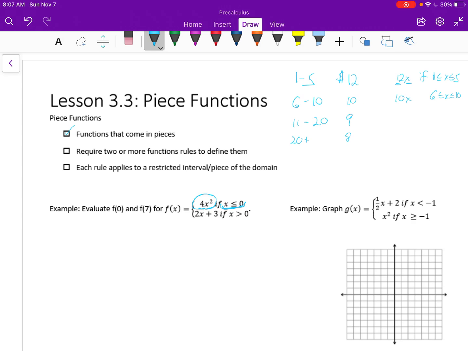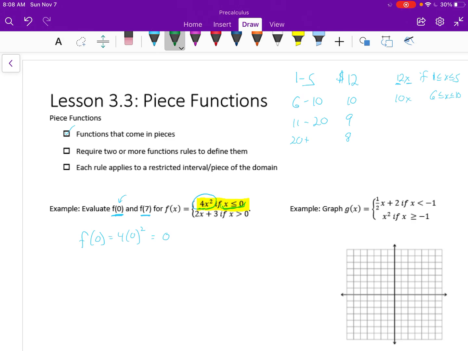So first of all, it's just saying evaluate a few values. So f of 0. What we need to do here is figure out in what piece of my function does 0 fall. And here we see that f of x equals 4x squared if x is less than or equal to 0. So f of 0, x is equal to 0, so we want to put it in that first function. So we have 4 times 0 squared, which is just 0.